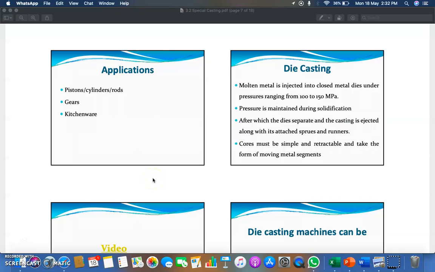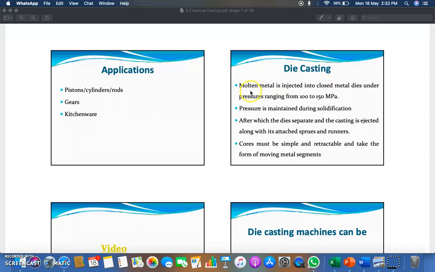Hello friends and my dear students, as we are studying the special casting methods, in the last few sessions we have studied shell casting, investment casting and their principle of working, applications and their advantages and disadvantages that we have discussed in the previous sessions of this special casting method series. Now we have come to study die casting.